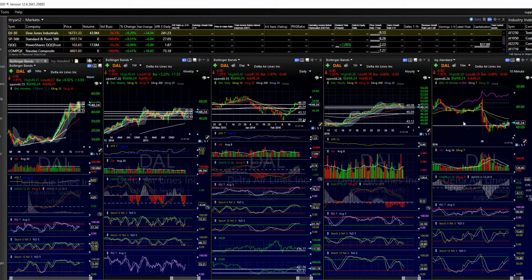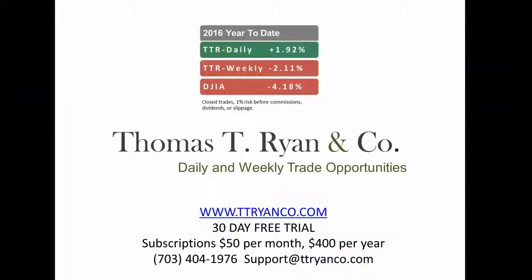And sure enough, we did have a pullback, and we got 1R out of Delta Airlines this morning. We'll stay in the trade unless we stop out break even on the back end, but we'll stay in it and hopefully look at some of these targets down in here, maybe 2R, maybe even 3R on Delta Airlines over the next week or two.